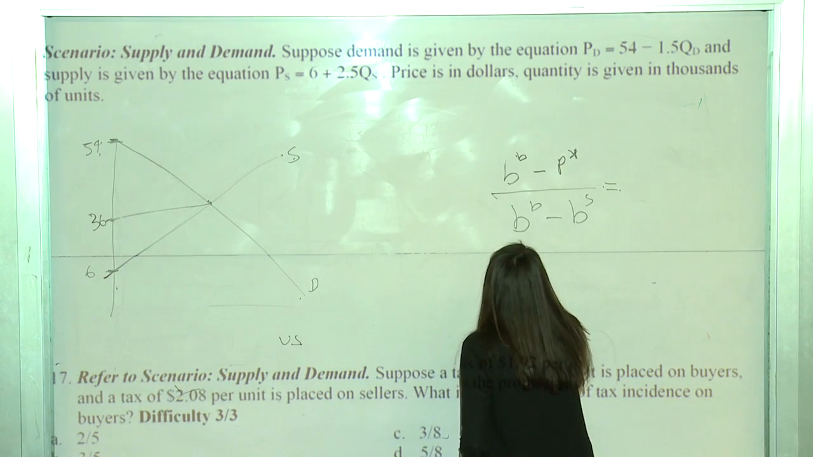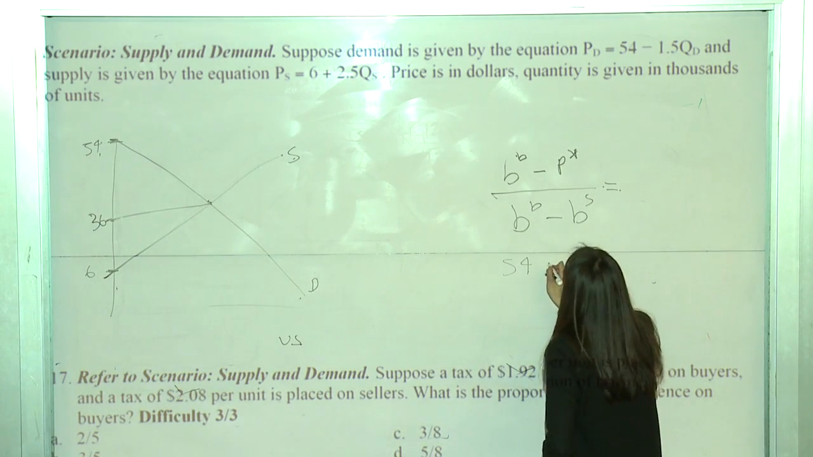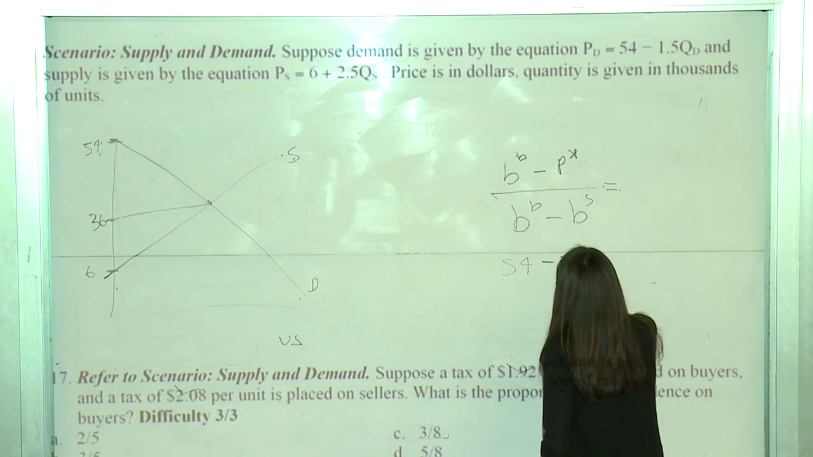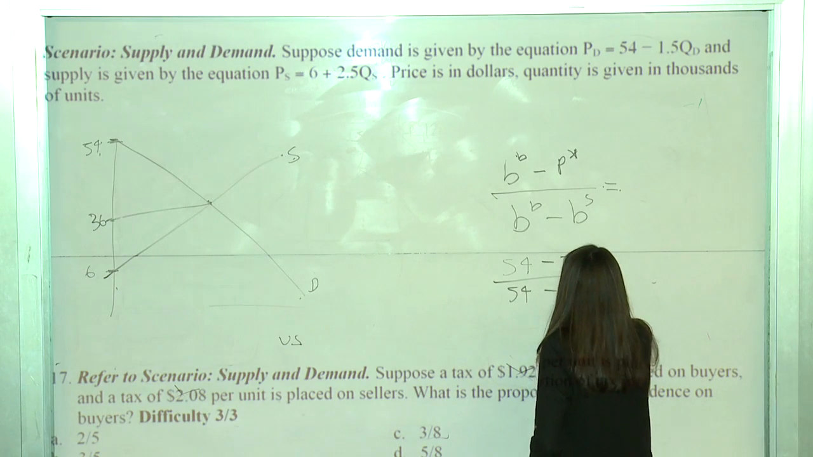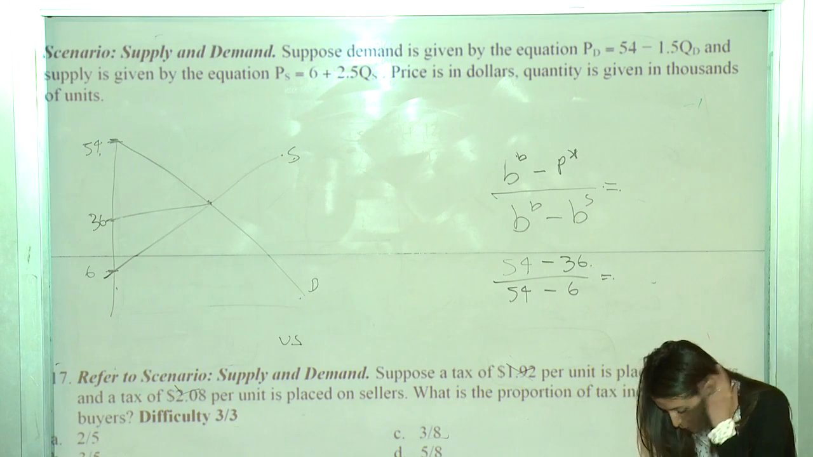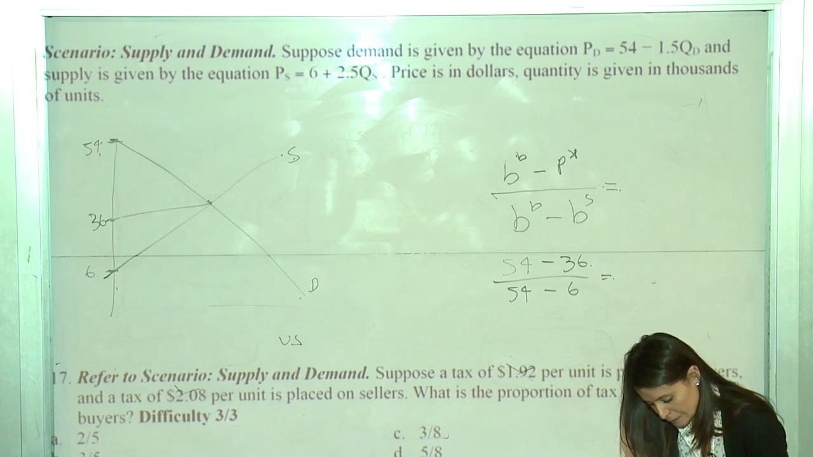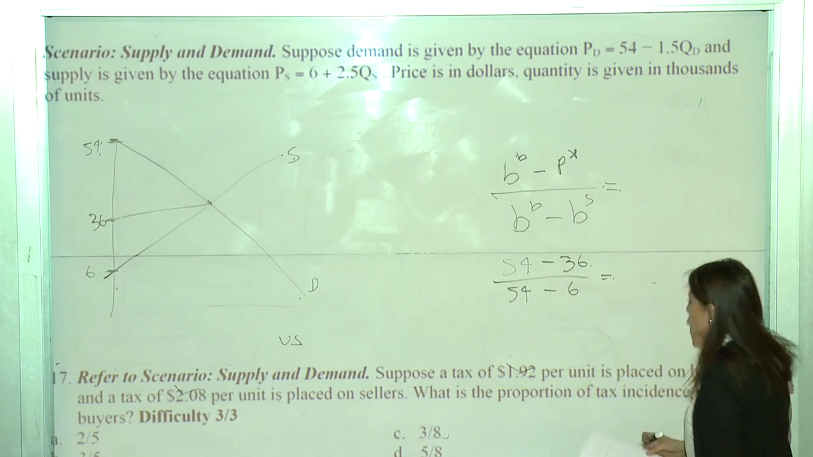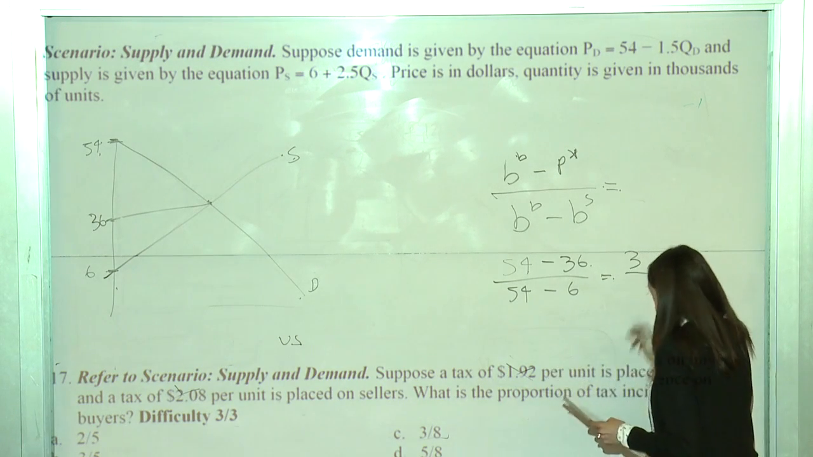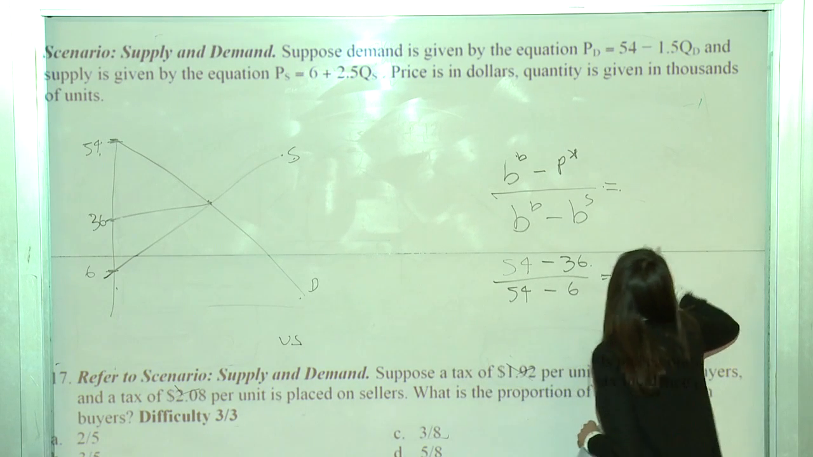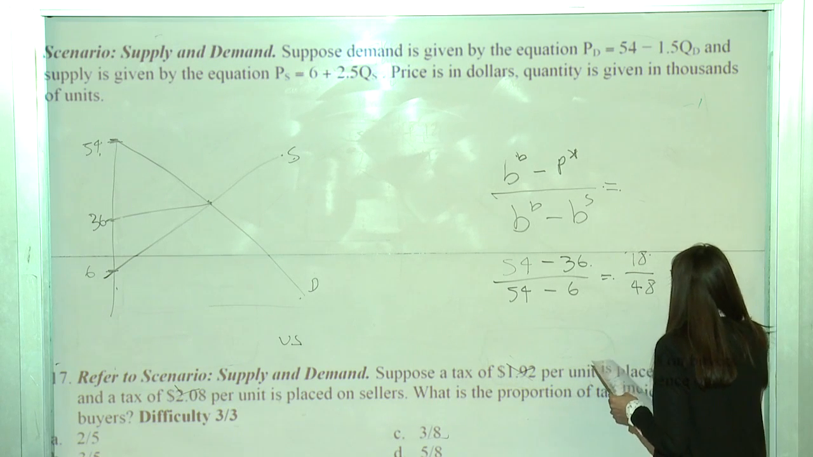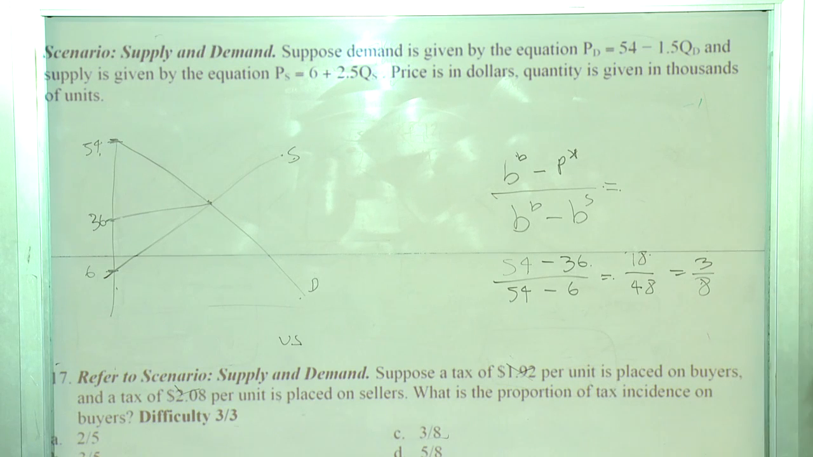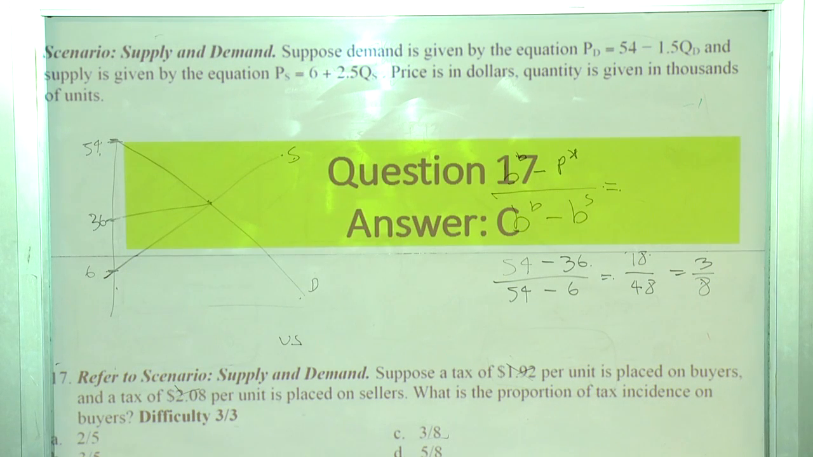So this is 54 minus 36 divided by 54 minus 6. This is equal to 18 over 48, equal to 3/8. So the answer here is C. Okay? Any questions on that?